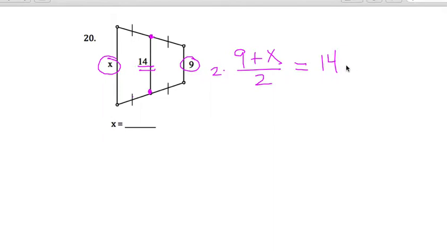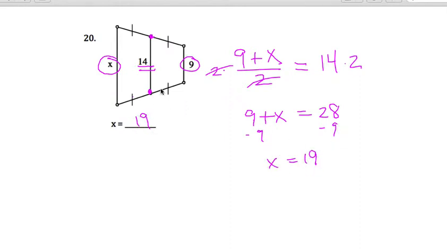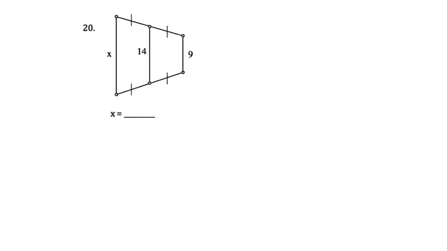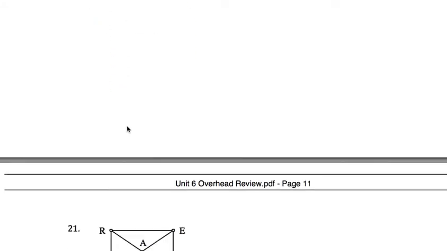I solved this by multiplying by 2 on both sides to cancel out the fraction, leaving me 9 plus x equals 28. Or you might prefer just to think, if 14 is half of the sum, then this 14 was half of the 28, so the 9 base plus the base of x must have added together to equal that 28. So when I subtract the 9, I can figure out that x must be equal to 19. So working backwards using the properties, same idea, just a little bit more algebra involved. Be prepared for that. Make sure you're ready.